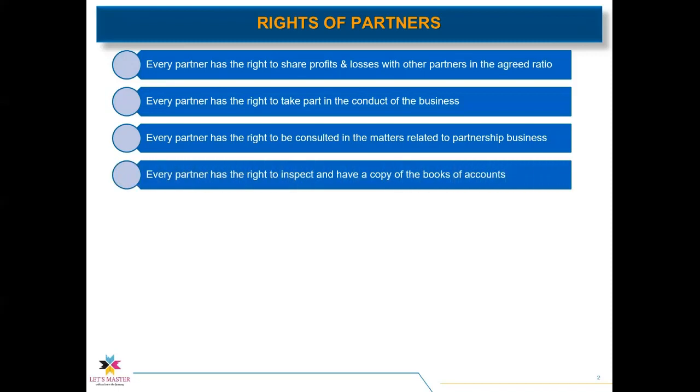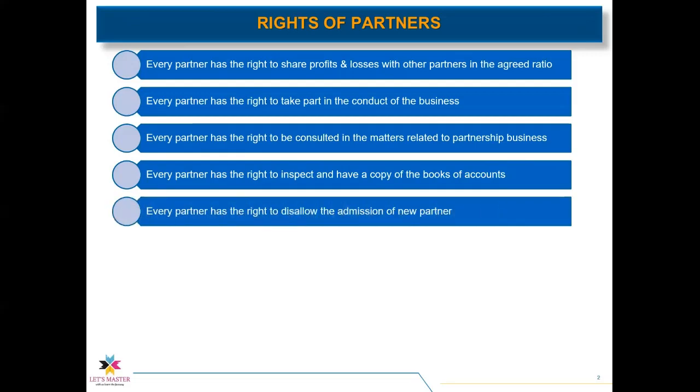Next is every partner has the right to inspect and have a copy of the books of accounts. So one person is managing the day-to-day affairs of the business and other partners are not taking active participation. So whenever any partner wants, he has the right to go through the books of accounts, and if needed, he can take a copy of the books of accounts. Any partner cannot be denied access to the books of accounts.